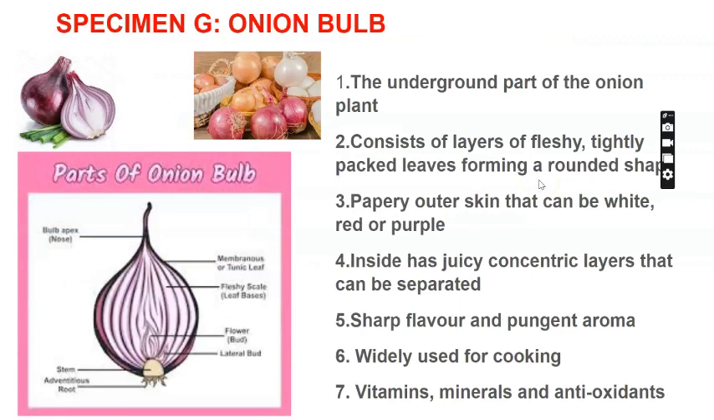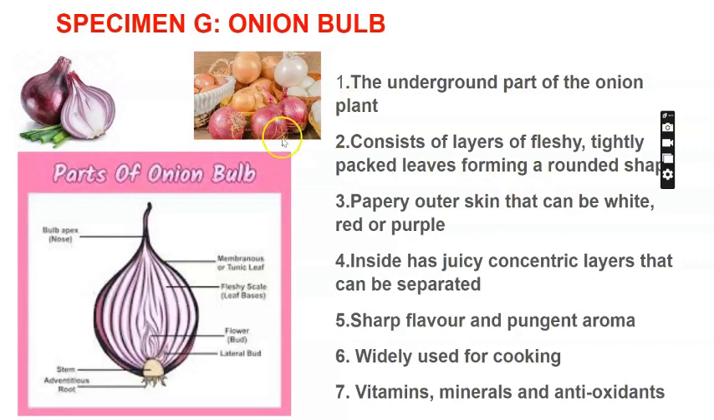Now, what do we have to say about the onion bulb, which is specimen G? One, you should know that it is the underground part of the onion plant. It consists of layers of fleshy and tightly packed leaves, which form a round ball.